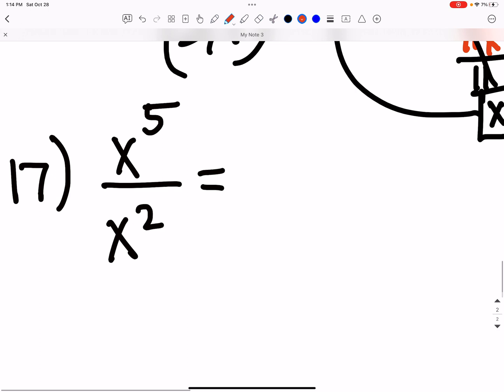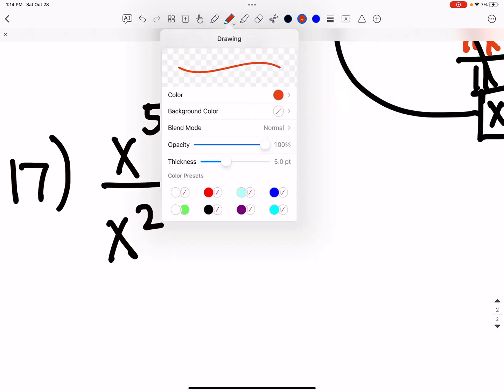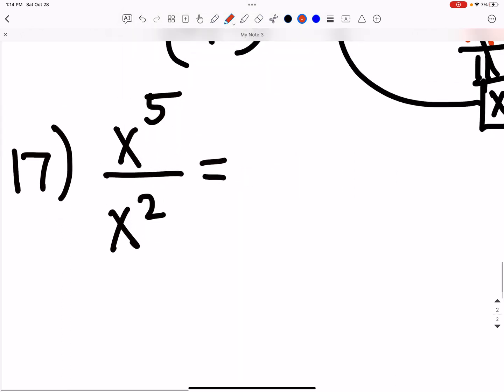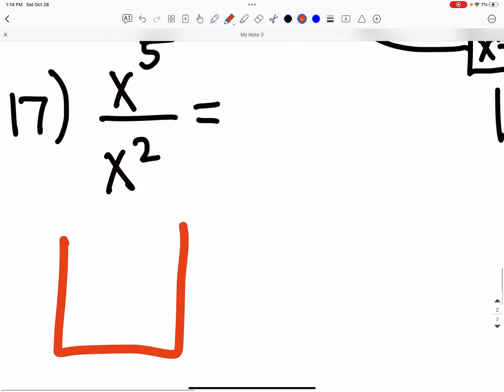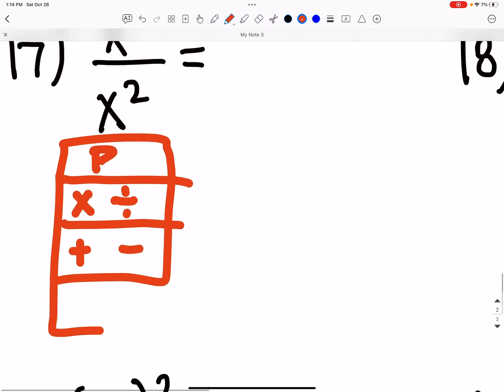All right, now we can get back to the fast problems. Let's see. X to the 5th divided by x squared. Remember, you have your tower. Powers on the top level. Multiplication and division on the next level. Plus and minus on the next level. And on the bottom level, nothing.